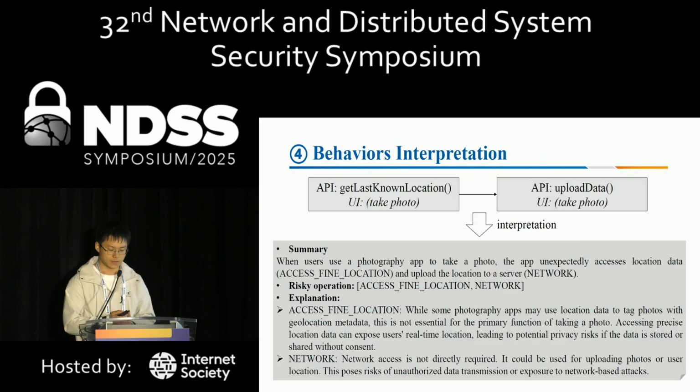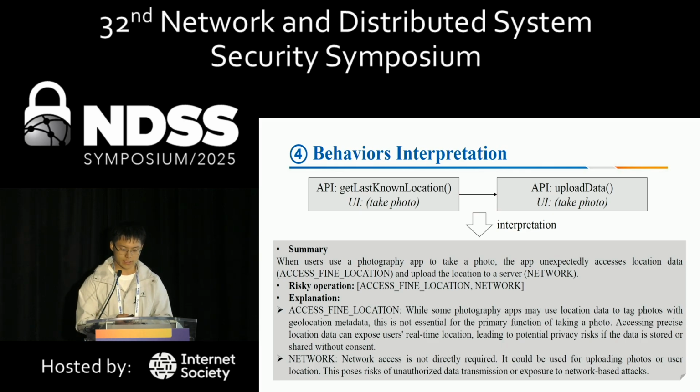Here is an example of our outputs. InconPreter first outputs what the app is actually doing, and then gives risk analysis for each behavior in a specific format. In this way, users can know what the app is doing.